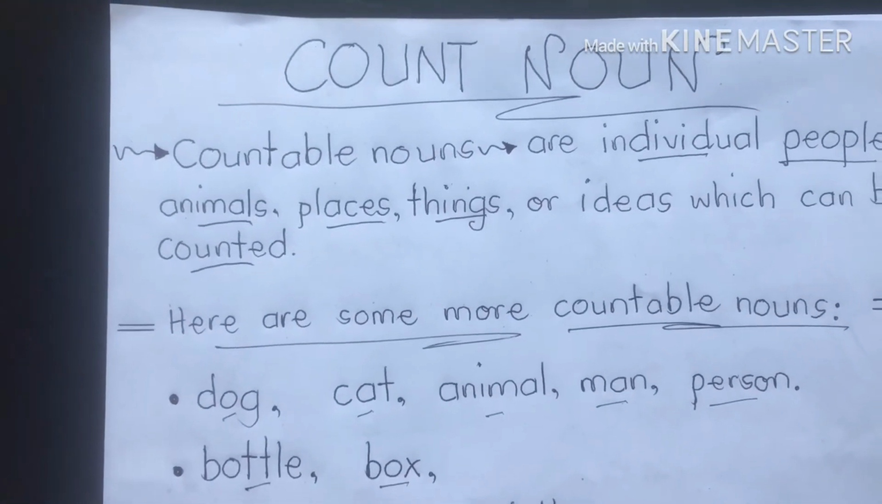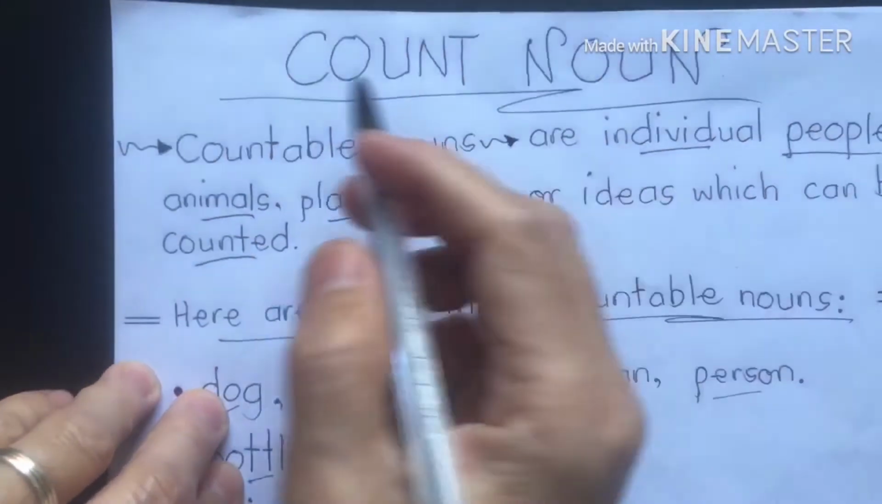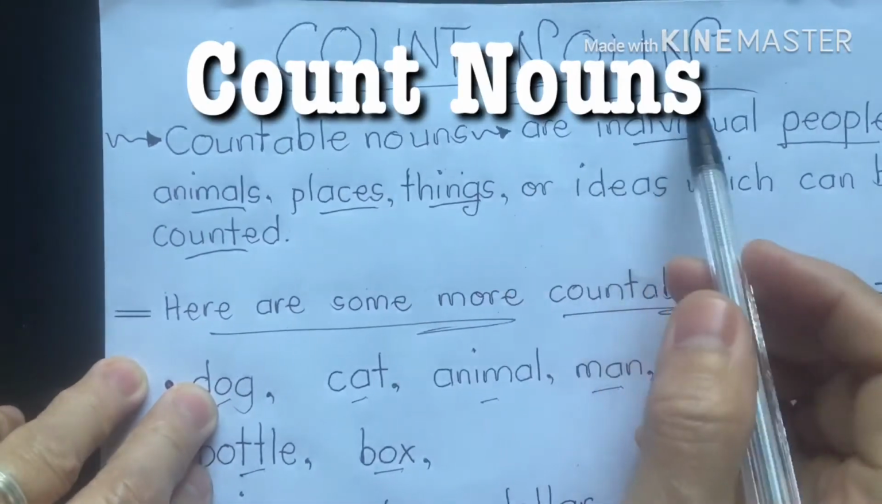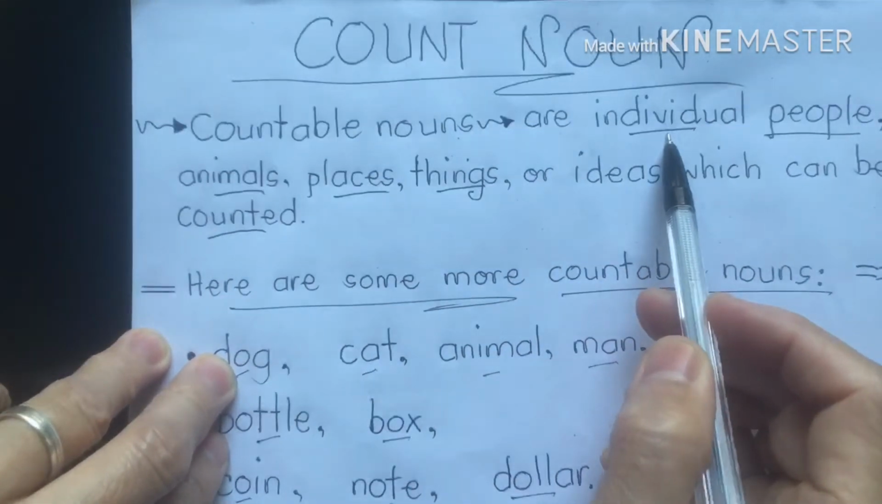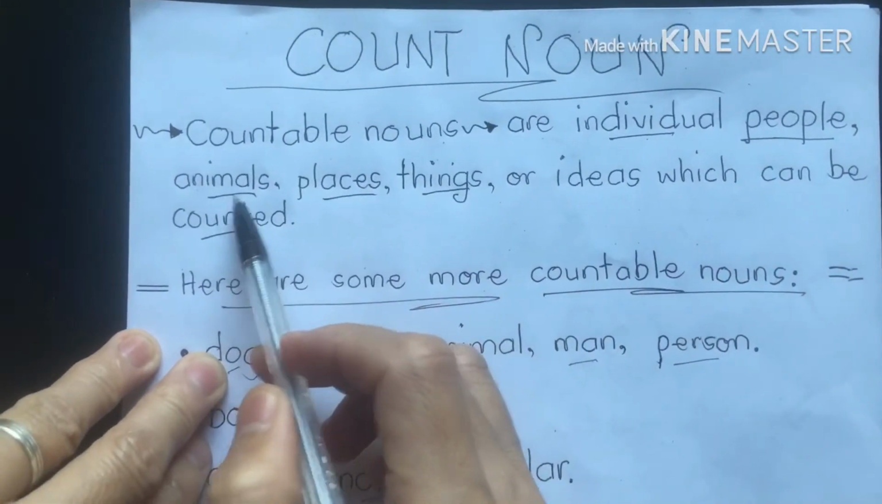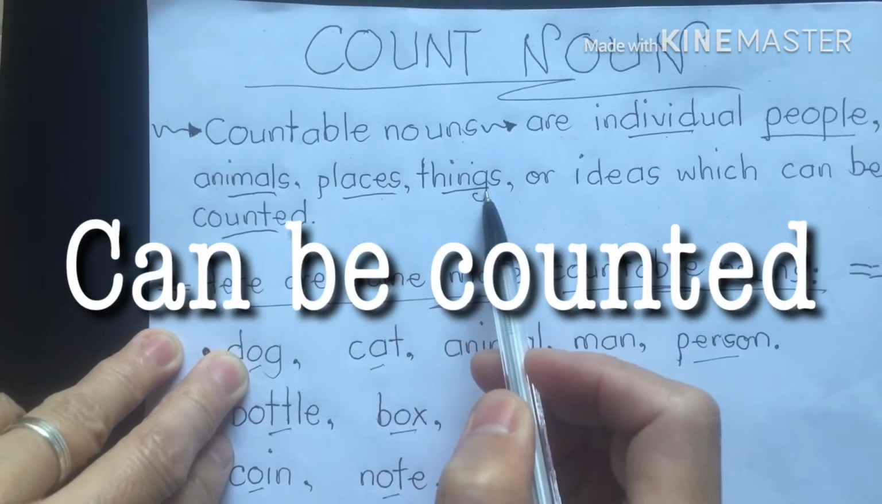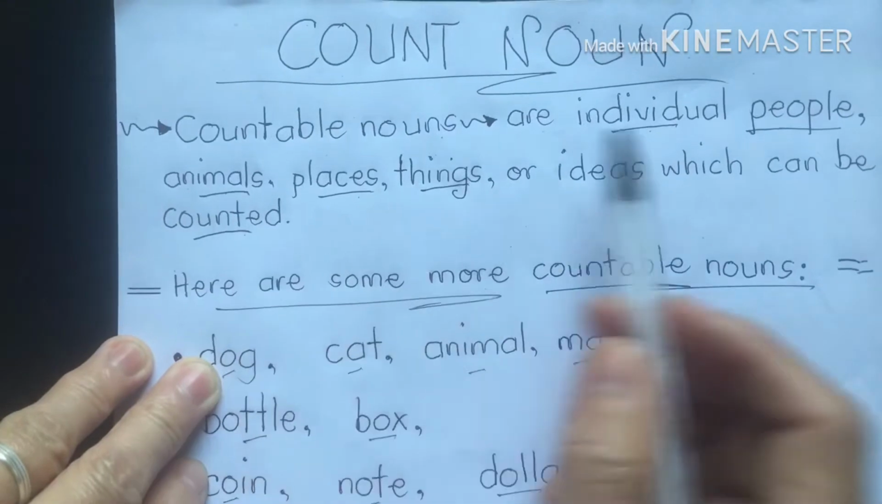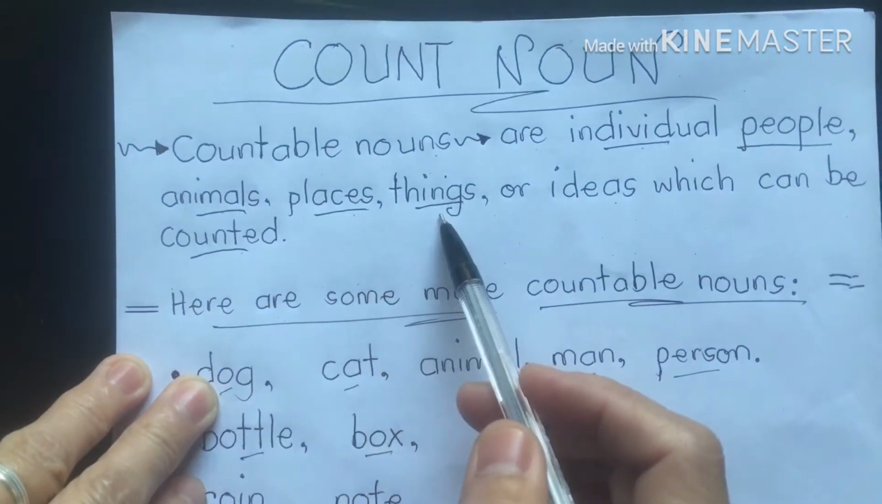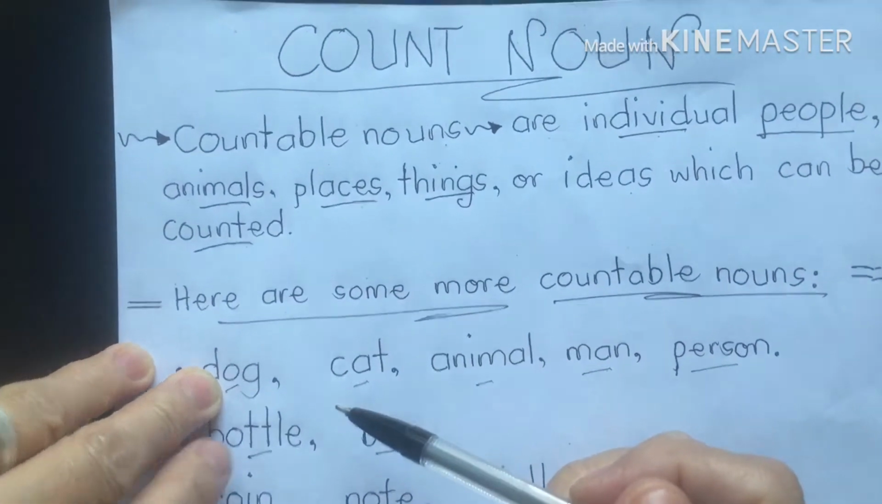Today class or viewers, we're going to talk about count nouns. This is our topic today. Countable nouns are individual people, animals, places, things, or ideas which can be counted. People, animals, places, and things, we can count them by piece.